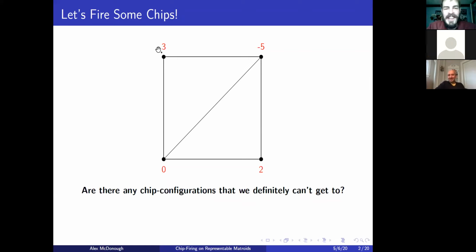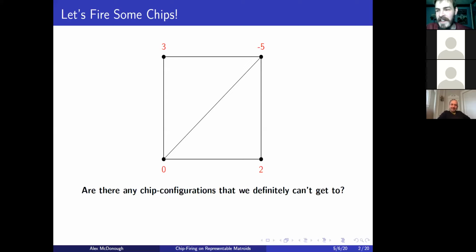So there's one, but that's not a chip configuration because the vertices don't have integers. Just have a different sum. Yeah, a different sum, exactly. There are other answers, but this is the easiest to see. We're never going to change the total number of chips on this graph. We're just rearranging them. So if we have a different sum, then that's not going to be a firing equivalent chip configuration.